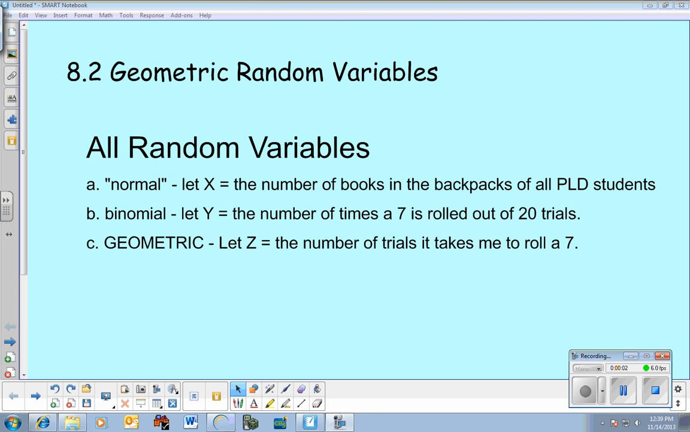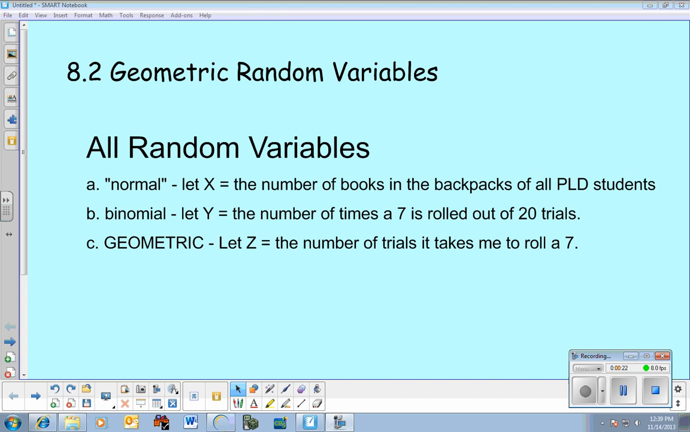Today we will discuss geometric random variables. We spent chapter 7 talking about what I'm calling just a normal random variable. That's just some variable that has numerical values that we could use the chart to find the mean and standard deviation. We talked in 8.1 about binomials.